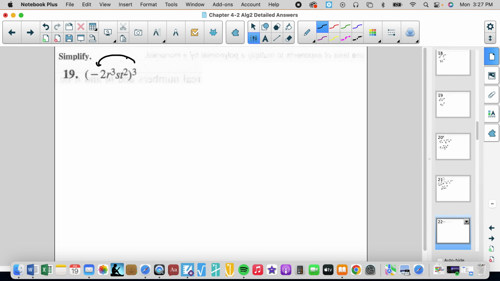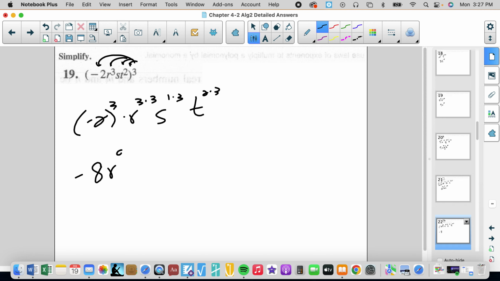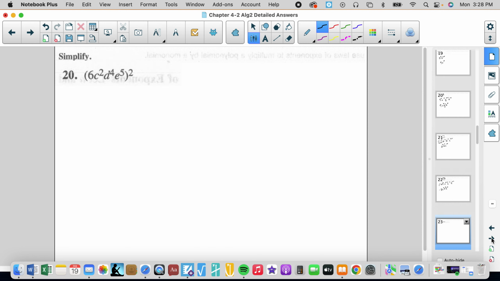We're distributing to each of the pieces in the quantity because there's a negative. R to the 3 times 3, s to the 1 times 3, t to the 2 times 3. Negative 2 to the third, it's an odd. It's a negative number to an odd power, so it's going to keep its negative. R to the 9th, s to the 3rd, t to the 6th. This shouldn't be a problem for any Algebra 2 student. And the fact that this is being introduced in Algebra 2 is kind of comical.